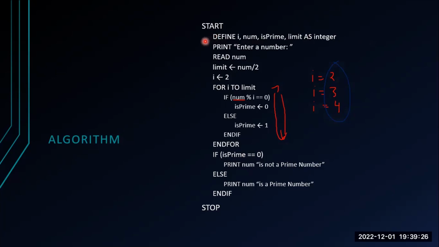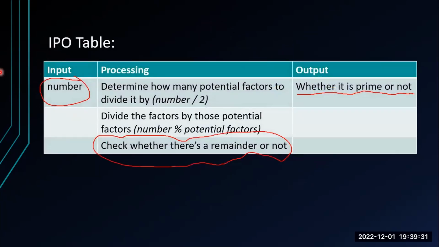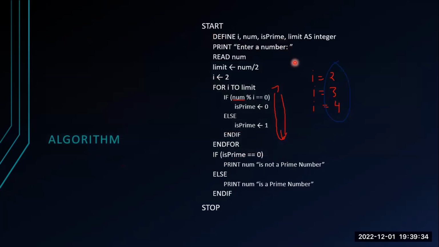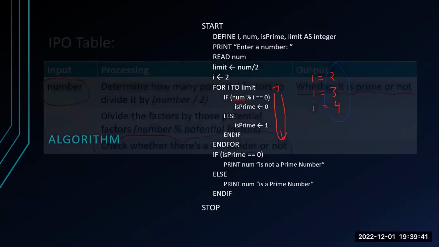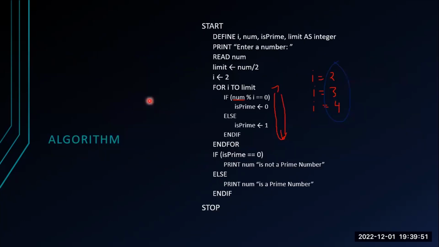So here, looking back here, we can see we have input number. So we'll have a number here to input. And then for our limit, it is in here. So we would have here determining how many potential factors to divide it by. So we would then use that to find our limit. So that would be half of number.